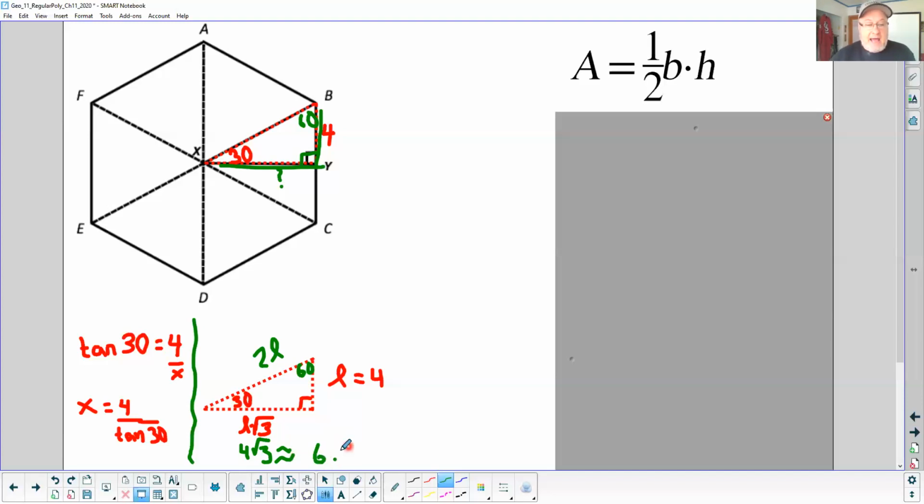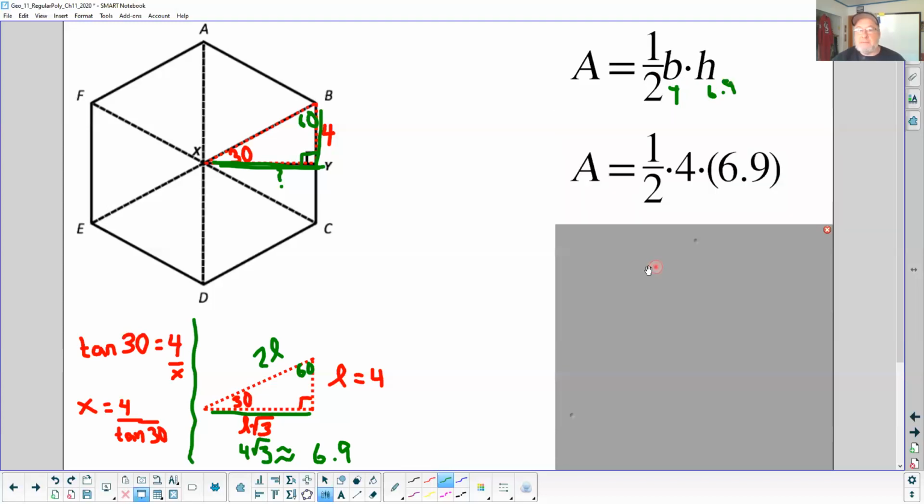So 6.9 is going to be this side, which in my picture is the question mark side, 6.9. So that's my height, 6.9. Well, what's my base? My base is already 4. So then I'm just going to do 1/2 times 4 times 6.9. Now, if you wanted a little trig review here, you could certainly use trig.